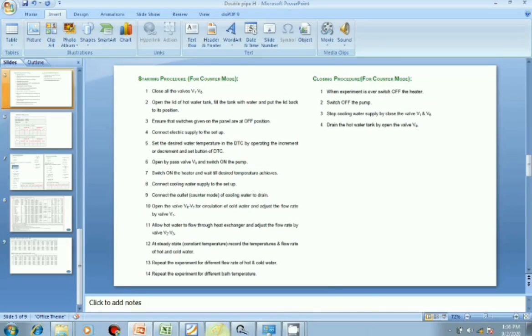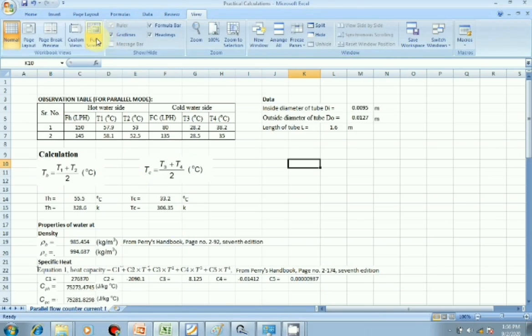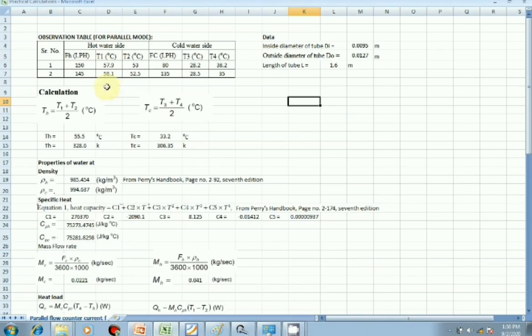Now here we have one Excel sheet where we have done the calculations. Here you can see that this is our observation table. For parallel mode, we have taken the reading of the flow rate of the hot water, then the inlet and outlet temperature of the hot water, and in the same way the flow rate of the cold water, and the inlet and outlet temperature of the cold water.